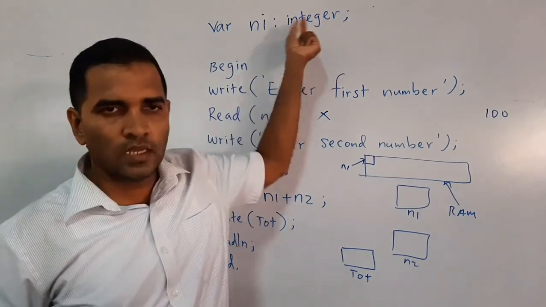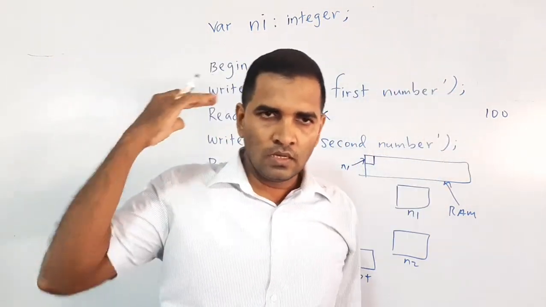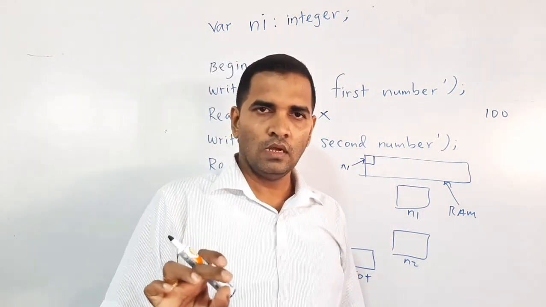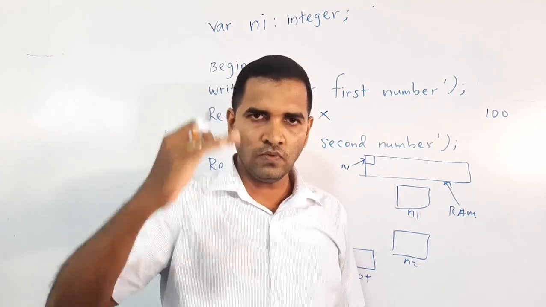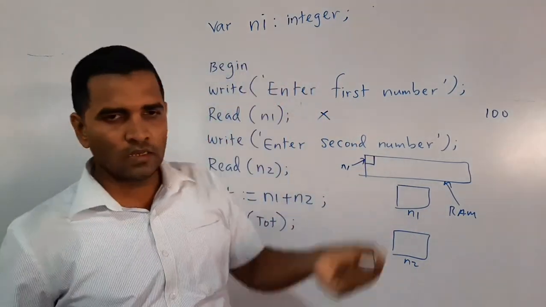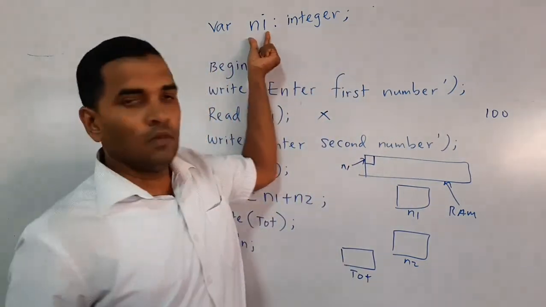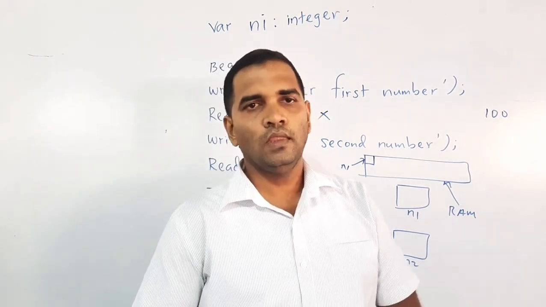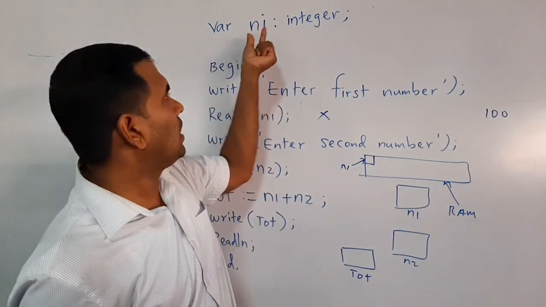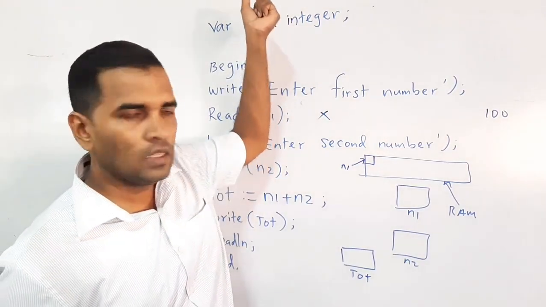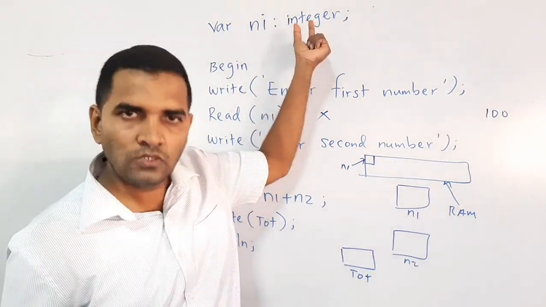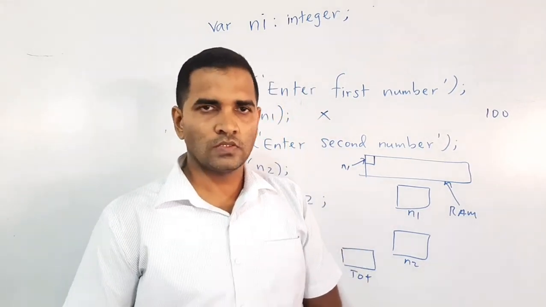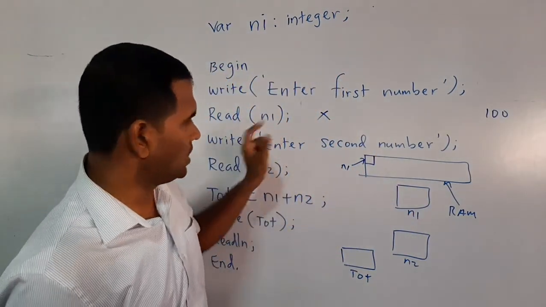I used to call that variable introduction, but it has a specific name. This is known as variable declaration, declaring a variable. Variable declaration is mentioning the variable name along with the type of data which the variable stores. In my example, I have a variable in the name of n1. That n1 can store only integer type of data, which means whole numbers.